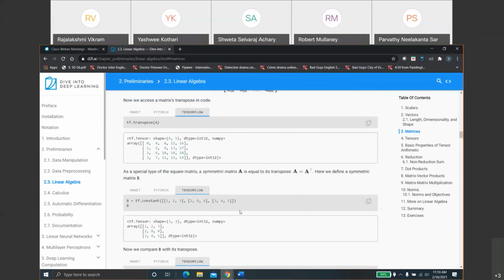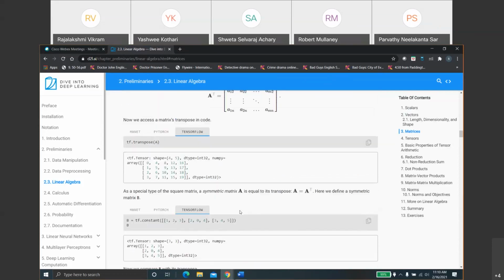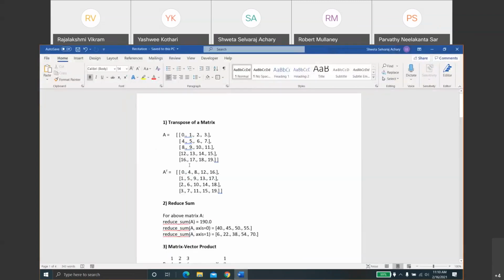Now, transpose of a matrix. What is the transpose of a matrix? Transpose of a matrix is basically flipping the axis. That is, you will write rows as columns, and you will write columns as rows. For example, if this is a matrix A, then all you have to do is flip the rows and columns. So you will write rows as columns and you'll write these columns as rows. This will give you the transpose of the matrix.